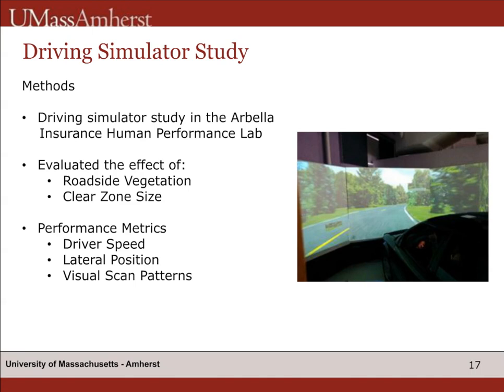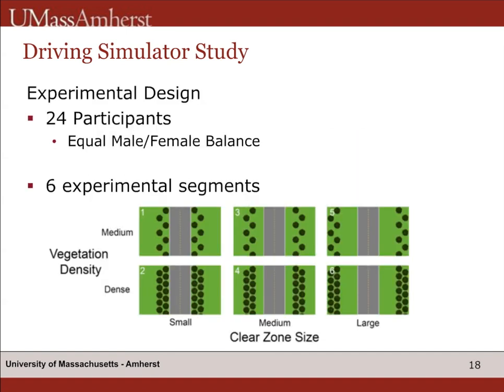Okay, so our performance metrics were speed and lateral position, and this time we also tracked visual scan patterns, or drivers' eye movements. We had 24 participants, 12 males and 12 females, and we tested 6 different combinations of clear zone size and roadside vegetation.